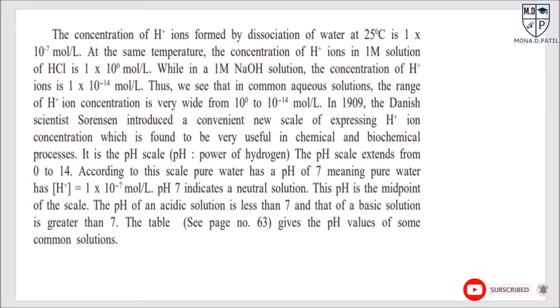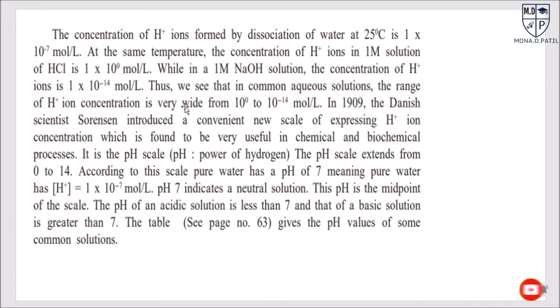The concentration of H plus ions formed by dissociation of water at 25 degrees Celsius is 1 into 10 raised to minus 7 mole per liter. At the same temperature, the concentration of H plus ions in a 1 mole solution of hydrochloric acid is 1 into 10 raised to 0 mole per liter. Thus, we see that in common aqueous solutions the range of H plus ion concentration is very wide, from 10 raised to 0 to 10 raised to minus 14 mole per liter.